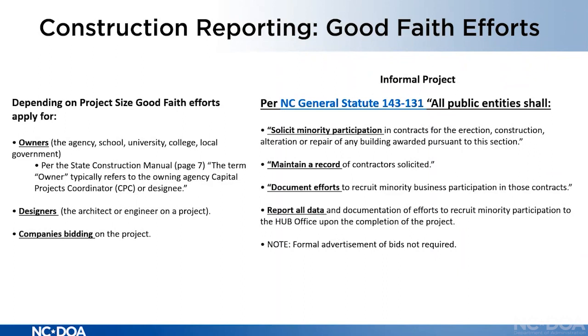And when we're talking about informal projects, we mentioned a little bit earlier that the reporting is for projects $30,000 and up. So any project $30,000 or more falls under this, but $30,000 is the bottom end.